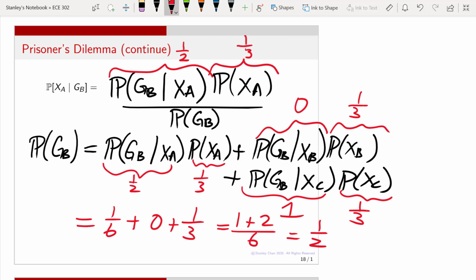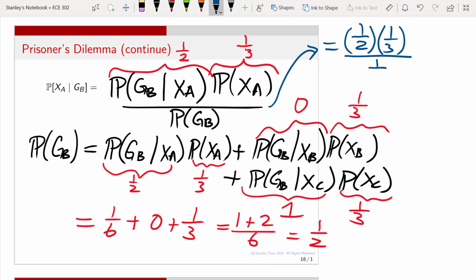Okay, so let's go back to here. This is 1/2 times 1/3 divided by 1/2. Okay, and so now we can cancel out these two terms, and we see that the conditional probability of X_A given G_B is 1/3.